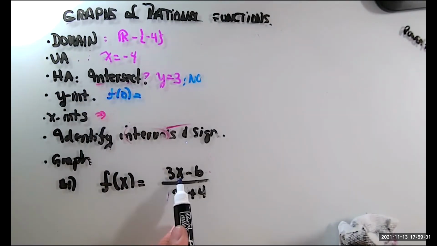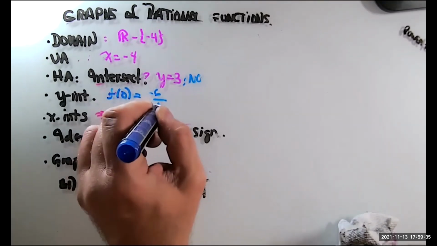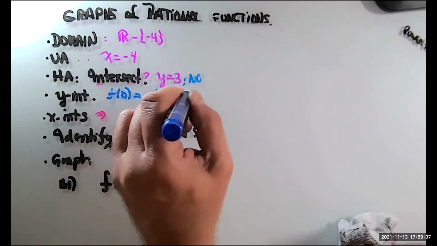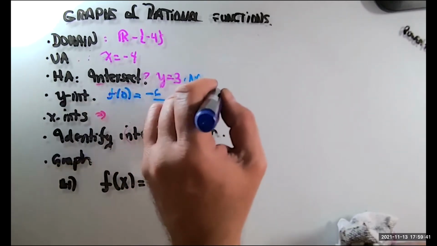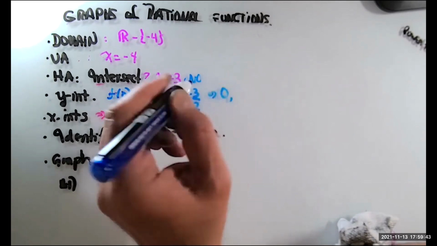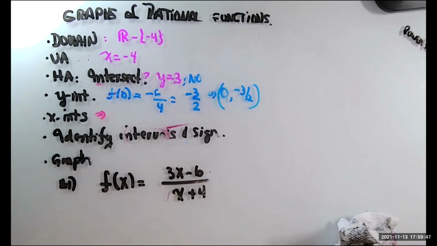0 times 3 times 0 is 0, negative 6. So that would be negative 6 over 0 plus 4 is 4. Negative 6 over 4 would be negative 3/2. So my y-intercept would be (0, negative 3/2).